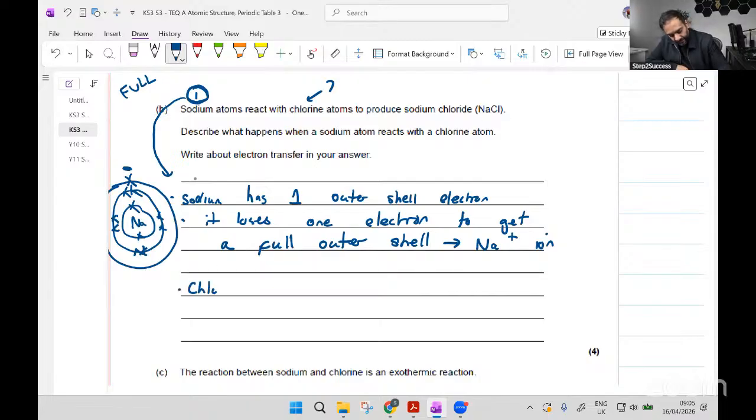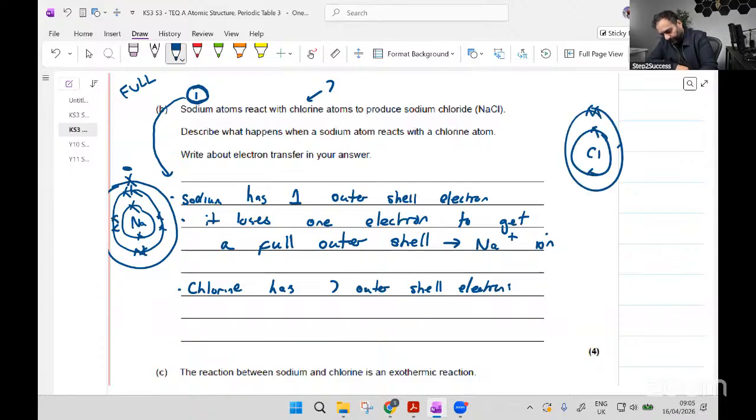We do the same thing with chlorine now. Chlorine, which is in group 7, has 7 outer shell electrons. If something has 7, then it also wants a full outer shell. The easiest way to do that is to get one more, because 8 is the most that it can have. So chlorine gains one electron, and it becomes something called a Cl minus ion.